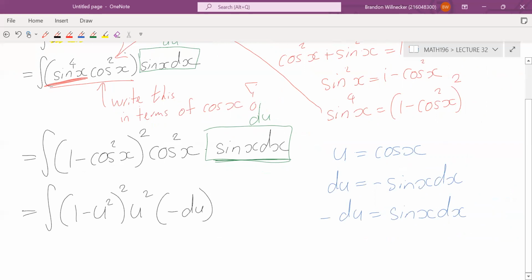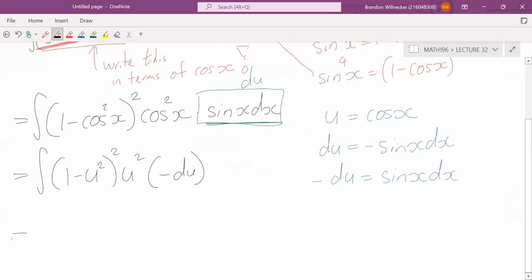Okay, so let's simplify this and then we can integrate. So this minus we can take out. So it will be minus the integral of (1 minus u squared), all of that squared, times u squared du.